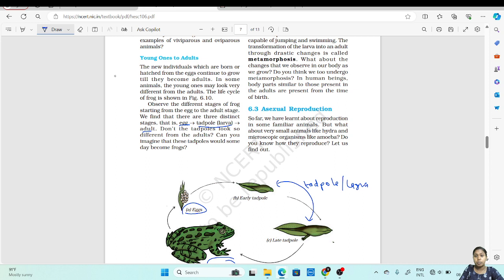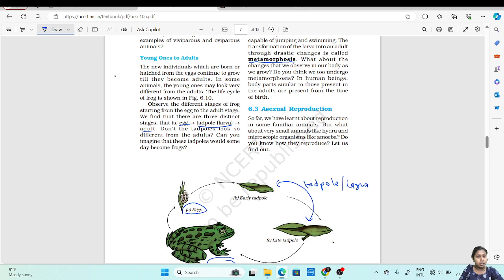The transformation of larva into an adult through a drastic change is called metamorphosis. So what is metamorphosis? It is the transformation of the larva into an adult through drastic changes. So here there is a drastic change. There is a big change, right? The tadpole doesn't look similar, but the frog can jump and swim. Here they can't. There is a drastic change. So this is known as metamorphosis.